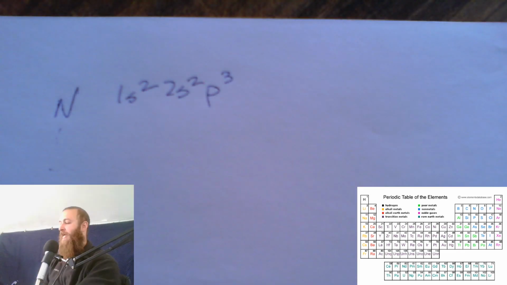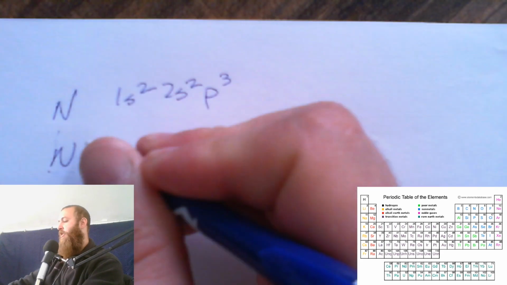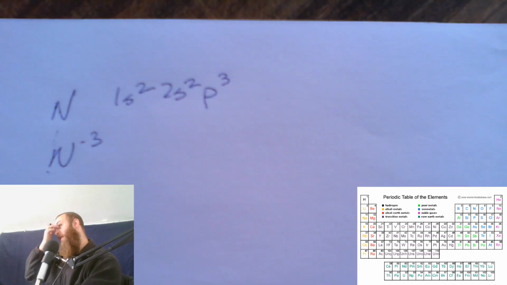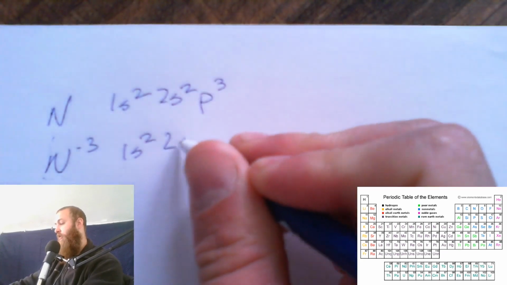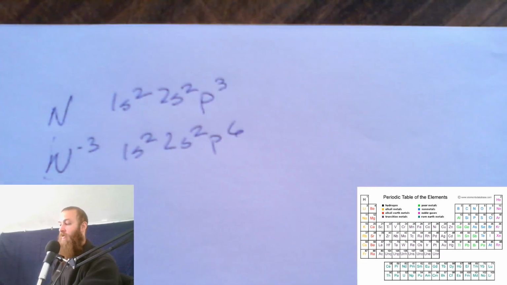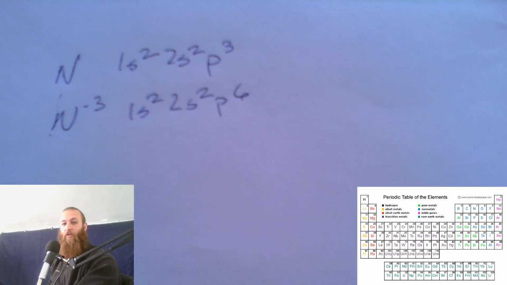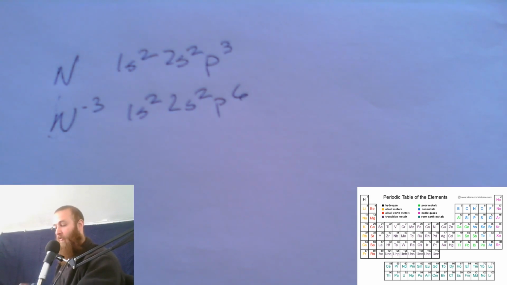Now, having said that, we know that nitrogen is usually going to be a -3. Negative because it's a nonmetal, and they're going to gain, and it's 3 away from the nearest noble gas, so that's why it gains 3. So it goes 1s2, 2s2, 2p6. So that's why it's -3, and that's why I told you the charge of nitrogen was normally -3, and we just accepted that. But this is the explanation as to why.